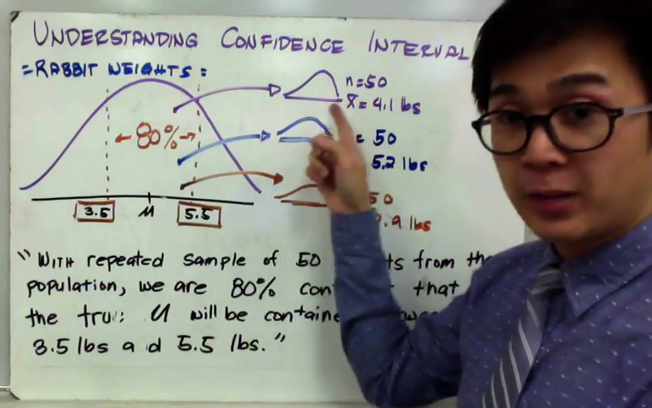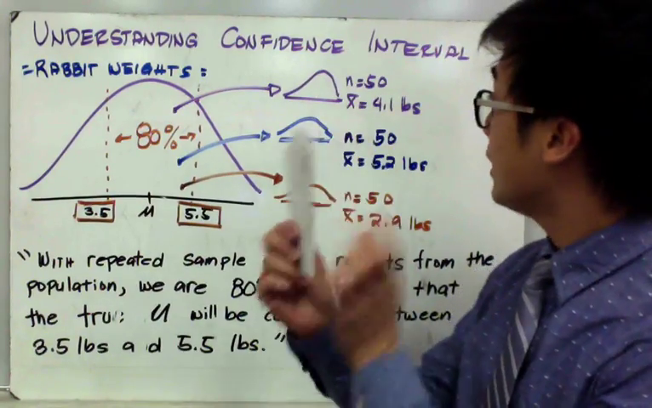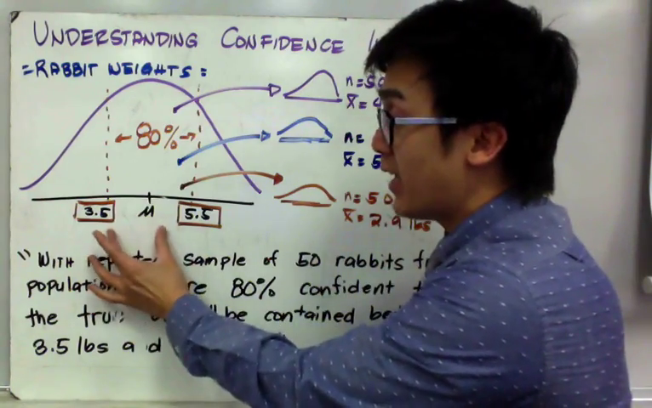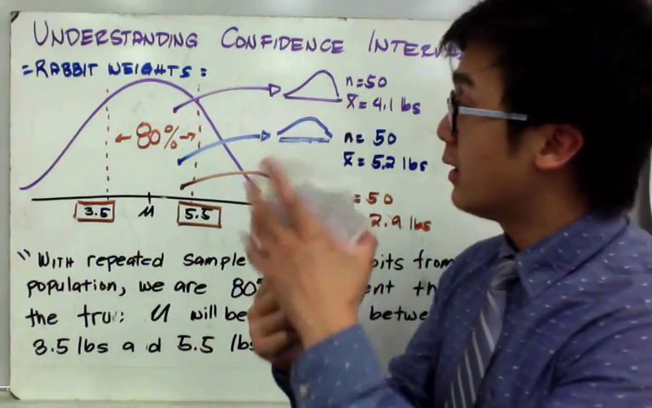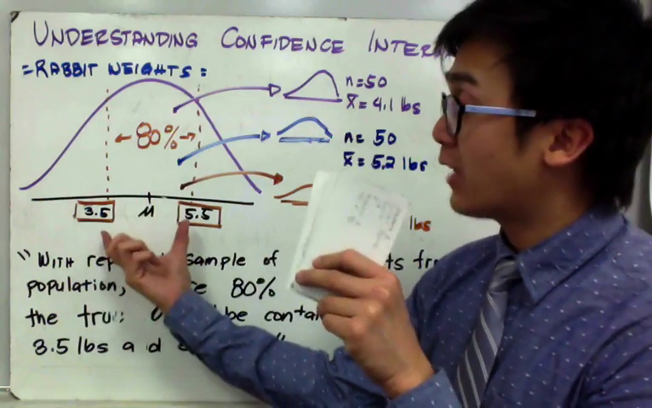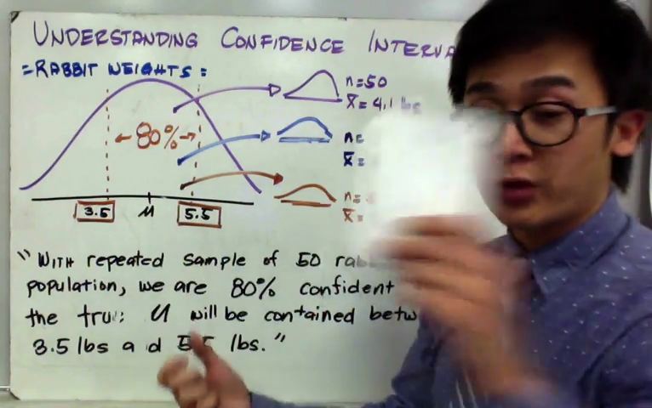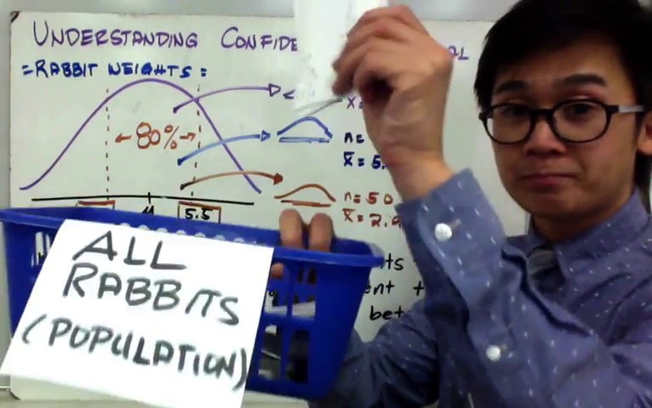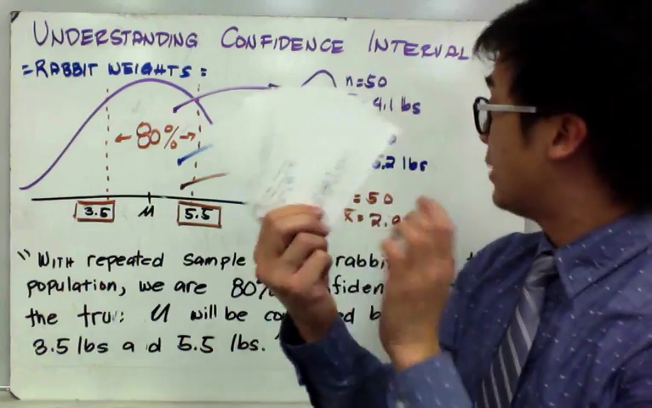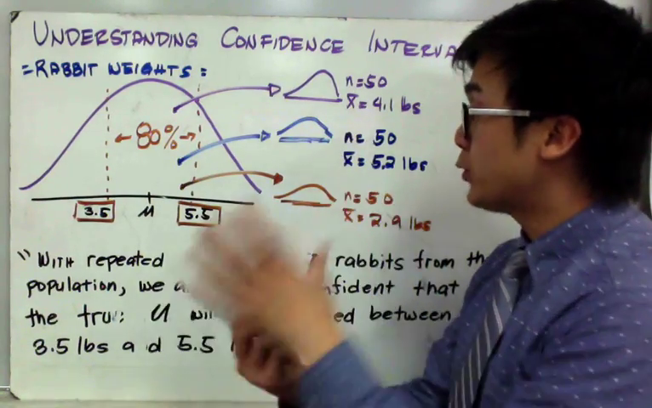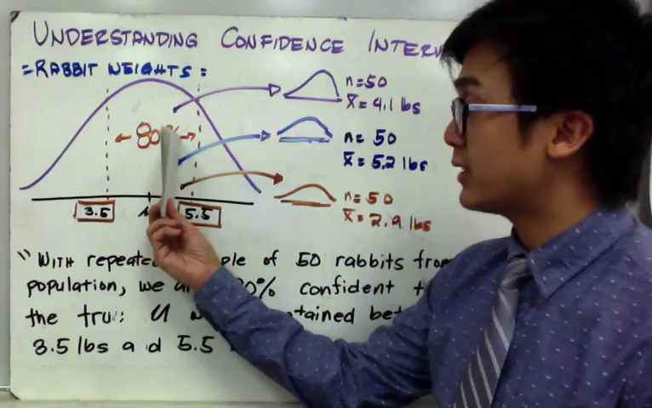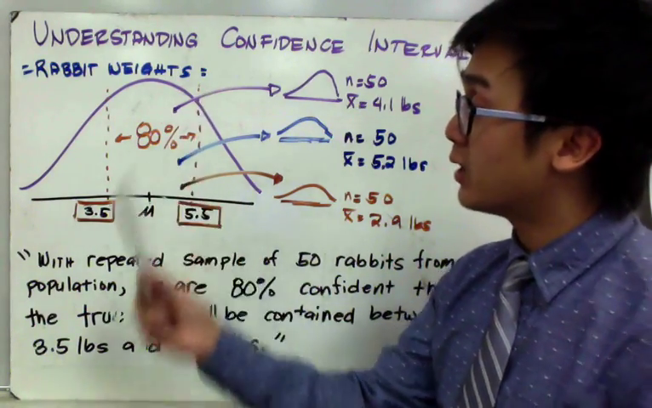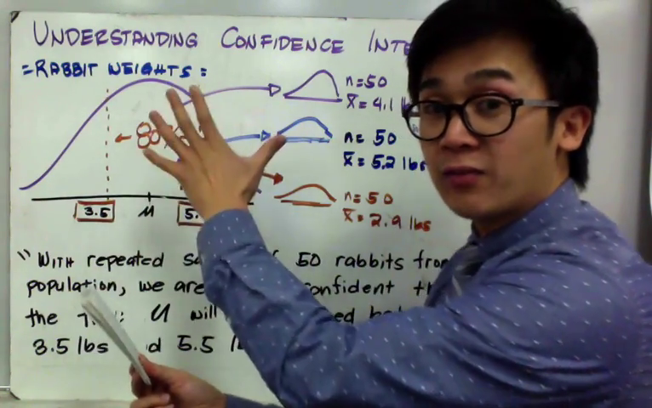So on my first sample of 50, my mean is at 4.1 pounds, and 4.1 pounds is inside the interval. So this one has captured or is inside our range of values, 3.5 and 5.5. Now I took another sample of 50 from my population, and this particular 50 rabbits, its average weight is 5.2 pounds, and 5.2 pounds is still somewhere inside the range. So this one is inside our interval for the 80% level of confidence.